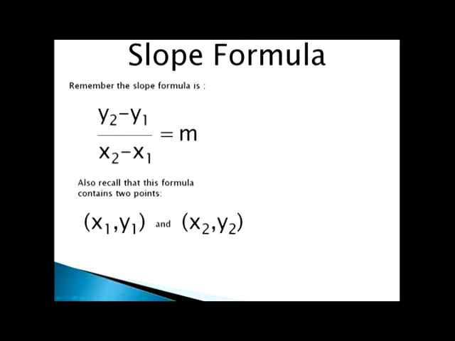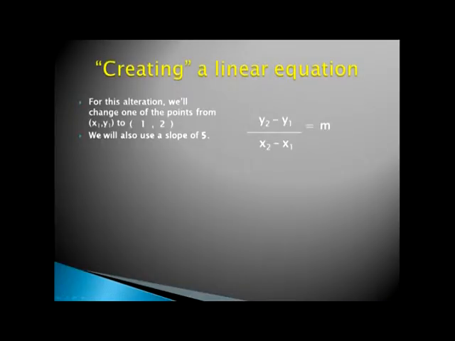Before we begin, it's important to remember the slope formula is y2 minus y1 over x2 minus x1 is equal to m, where m is your slope, and x1 and y1 represent a point, while x2 and y2 represent a different point. So this formula gives us the slope of a line drawn between 2 points. The equation we'll be deriving today will be slope-intercept form of an equation.